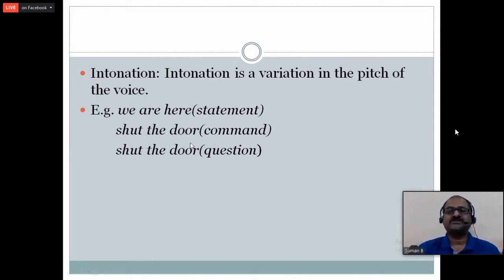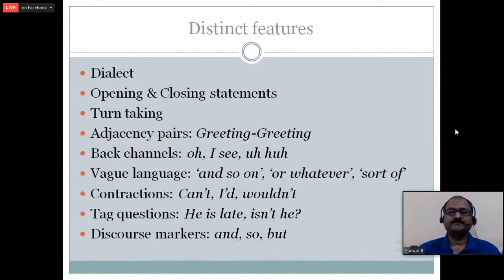But when it comes to a question, the tone gradually rises. "Shut the door? Shut the door?" So this is how tone can actually change the meaning. And lastly, these are some distinct features. There are some other distinct features which make the spoken variety different.